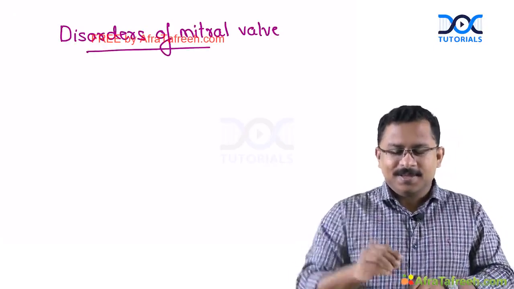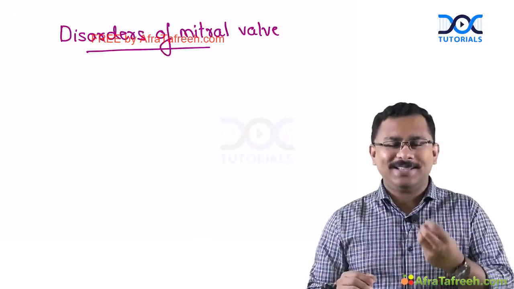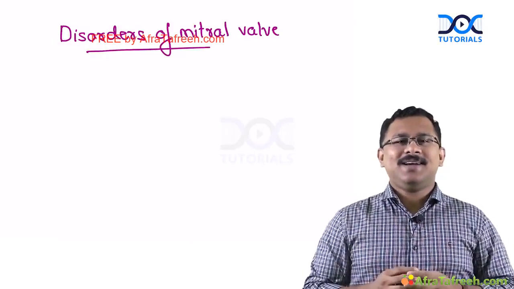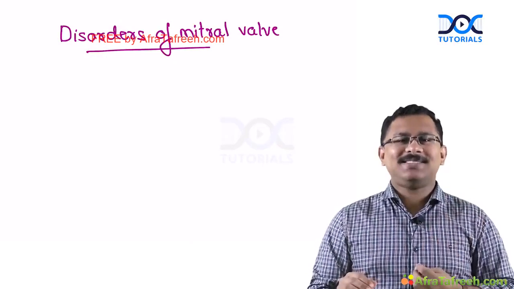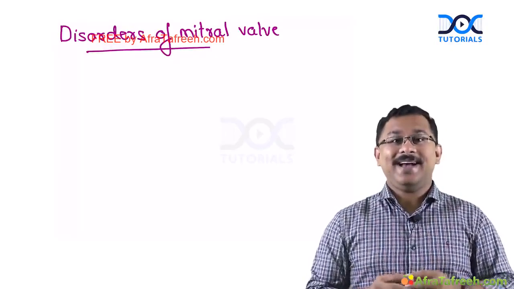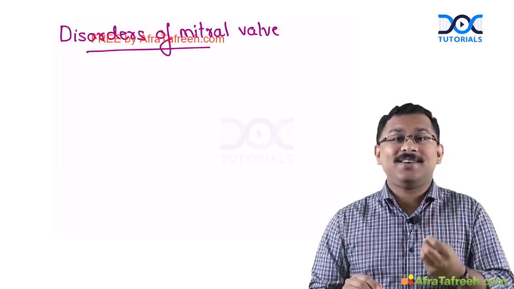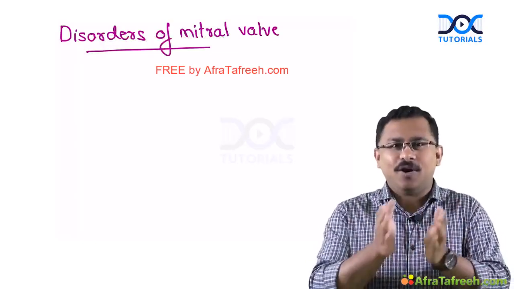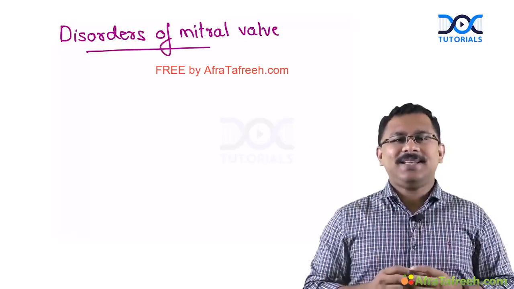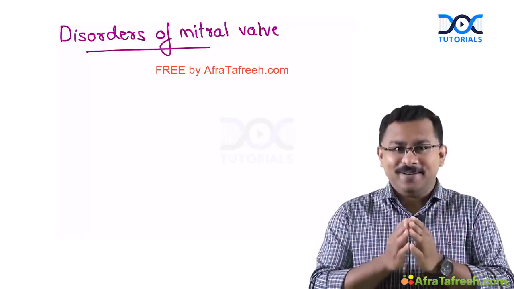All right. So, disorders of the mitral valve. To begin with, let's try to understand some basics about the mitral valve. Out of all the four heart valves, the mitral valve is actually the most complex one. In fact, this is the valve that is most often associated with disease process out of all the four heart valves. Now, talking about the mitral valve, there are three main conditions that can affect it.